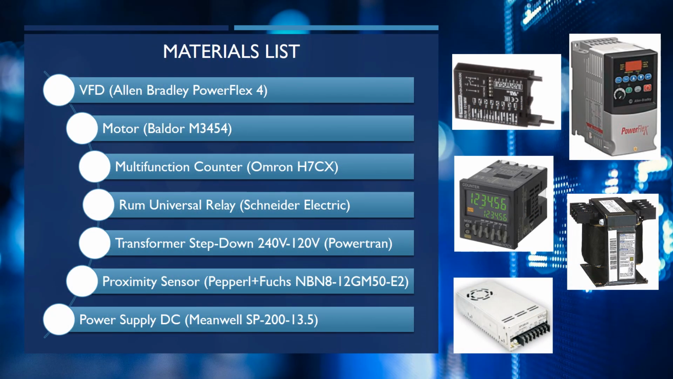Here's a list of some of the materials that were required for the project. The VFD that was used was the Allen Bradley. We used a Baldor motor. For the game portion, we also had to include an Omron multifunction counter, a Schneider universal programmable relay, a proximity sensor, and a DC power supply. And to supply power to our control circuitry, we used a PowerTran step-down transformer.